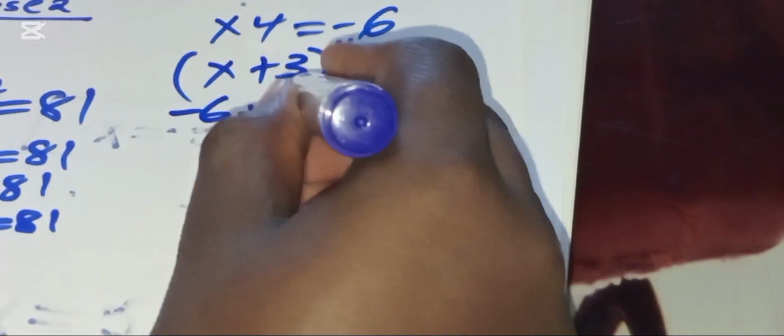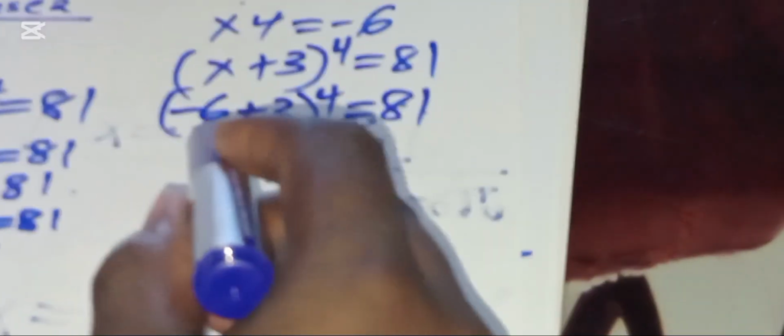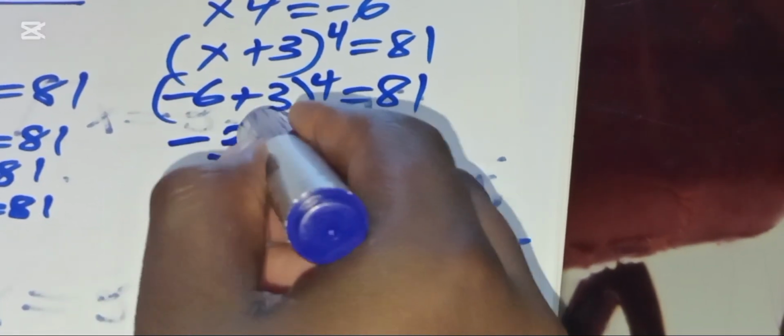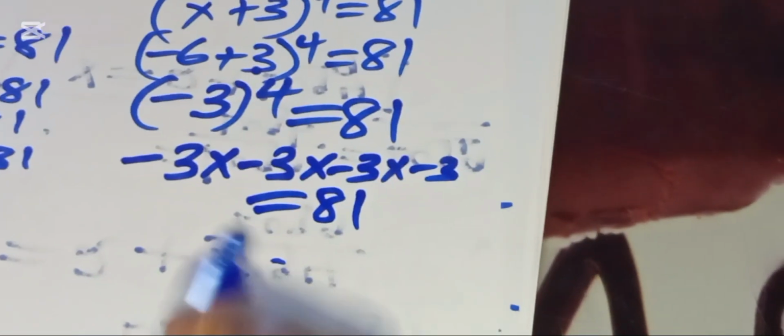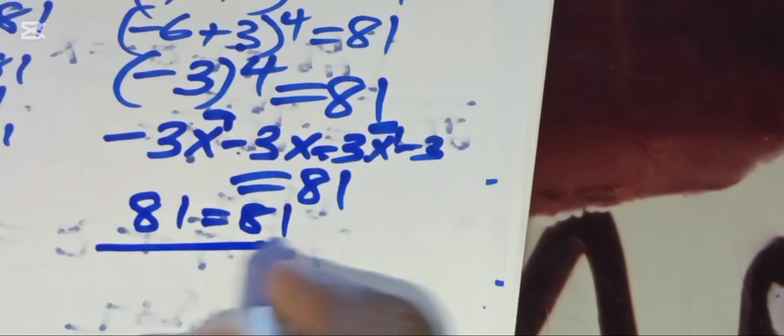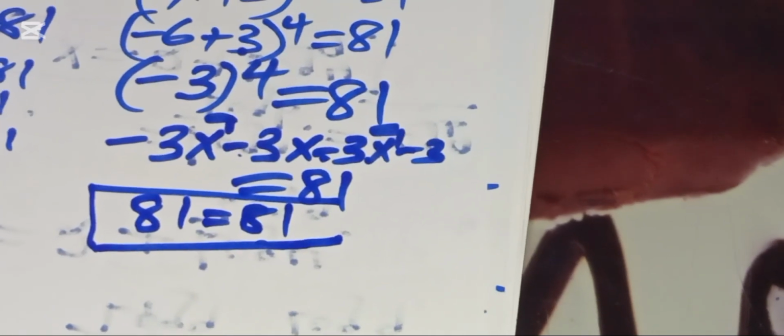So let's check x4. Now x4 is equal to negative 6. So let's confirm if negative 6 satisfies the equation. We have x plus 3 raised to power 4, which is equal to 81. So x is negative 6, plus 3, raised to power 4, equal to 81. Now we'll have negative 3 plus 3, which is negative 3 raised to power 4. This should give us a value of 81. This is the same thing as negative 3 times negative 3 times negative 3 times negative 3. Negative 3 times negative 3 is 9, this is also 9. So 9 times 9 is 81. So 81 is equal to 81. And that shows that the 4 solutions satisfy the equation.